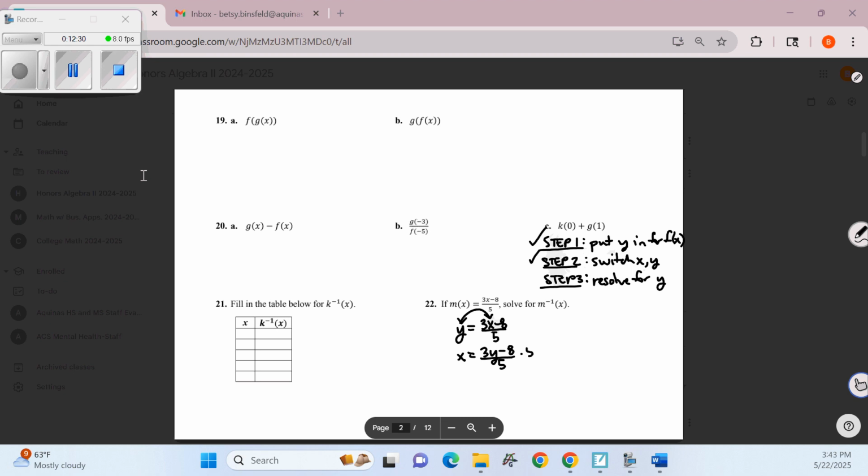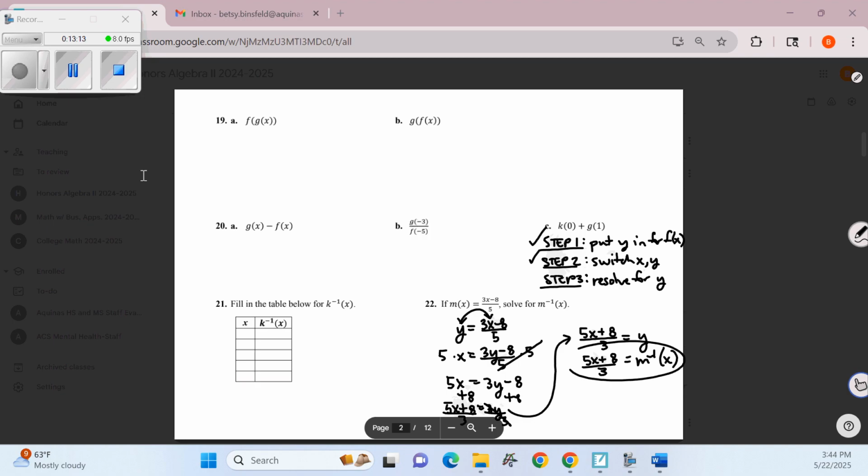So the first thing we want to do is get that 5 out of the denominator. So we'll multiply both sides by 5. So 5x is equal to 3y minus 8. Let's add 8 to both sides. So we end up with 5x plus 8 is equal to 3y. Moving this up over here for a little bit more room. Our last move here is going to be divide both sides by 3. So 5x plus 8 divided by 3 is equal to y, right? Everything has to be divided by the 3 there. So this is one way of writing this, and technically this is your m inverse of x, is 5x plus 8 over 3.